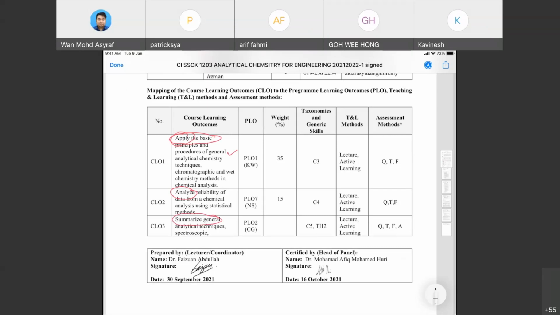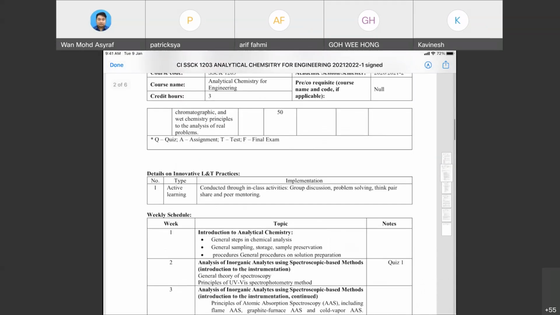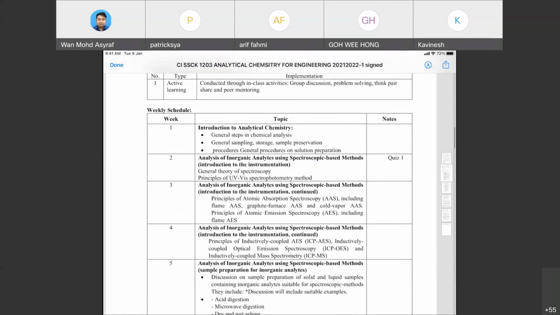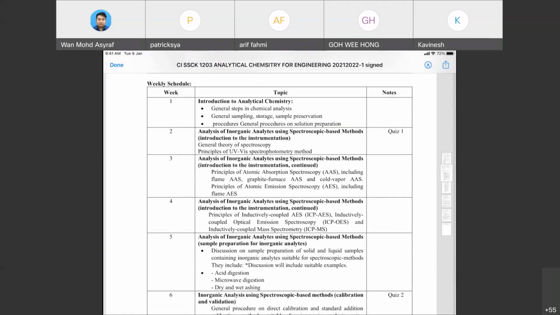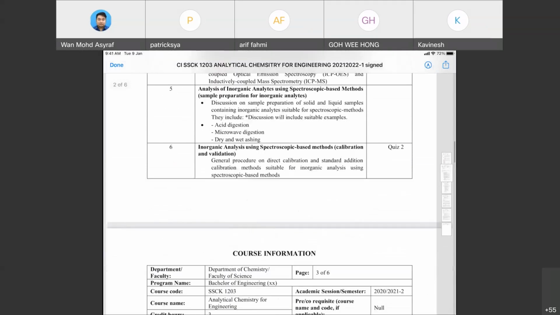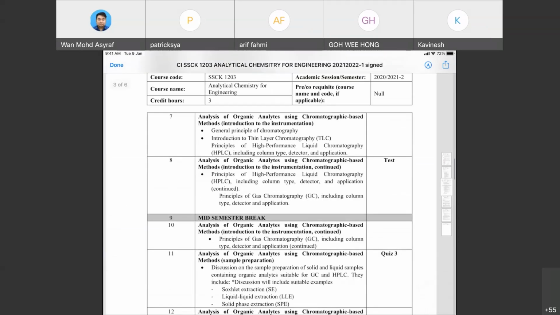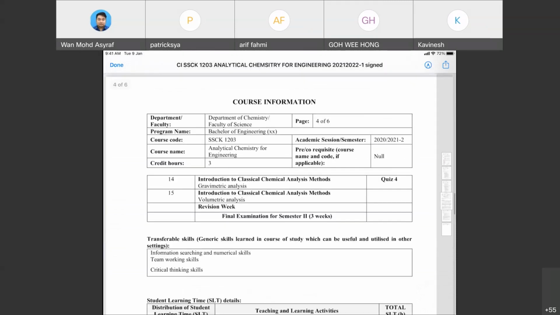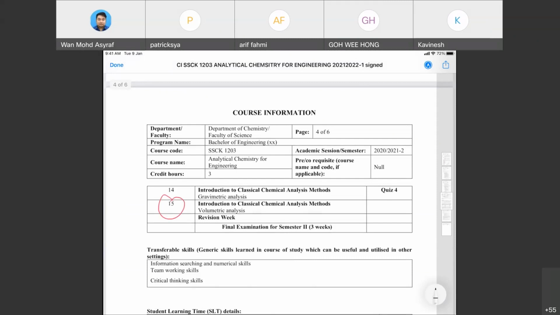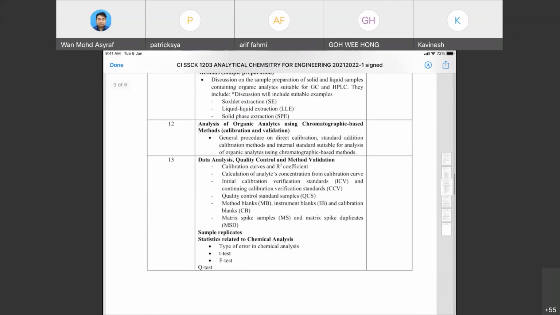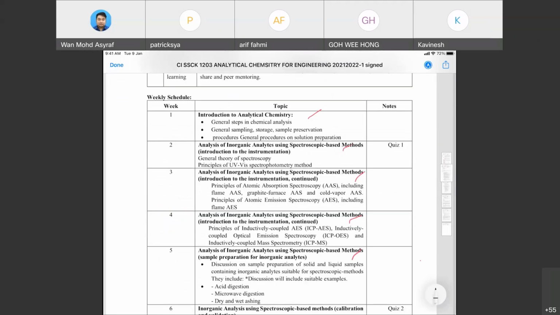And then you will need to be able to summarize the general analytical techniques. Never mind, we will go through it later on when we have something in the future. All right, so I think the most important thing is the assessment. Let me go through each of the topics. You would have 15 weeks of lecture minus 1 week, so 14 weeks.